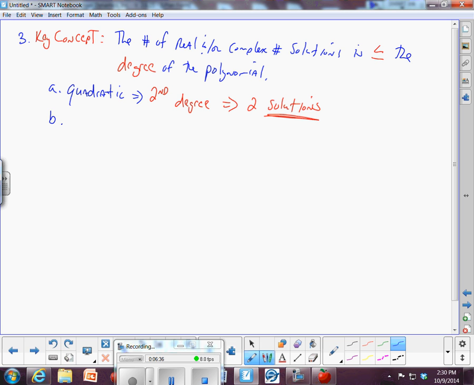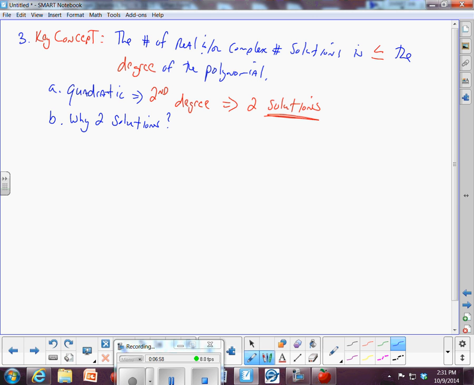So little b, why two solutions? And by the way, if we had a third degree polynomial, you'd have up to three solutions. Fourth degree up to four, fifth degree up to five, eighth degree up to 8 solutions. We're dealing with two solutions right now because we're dealing with quadratics, second degree.